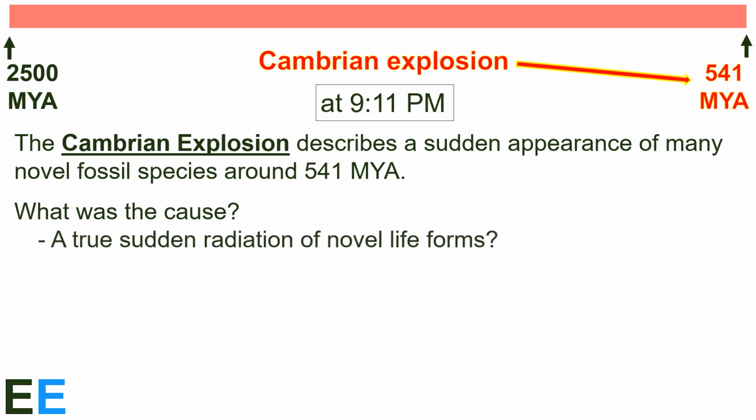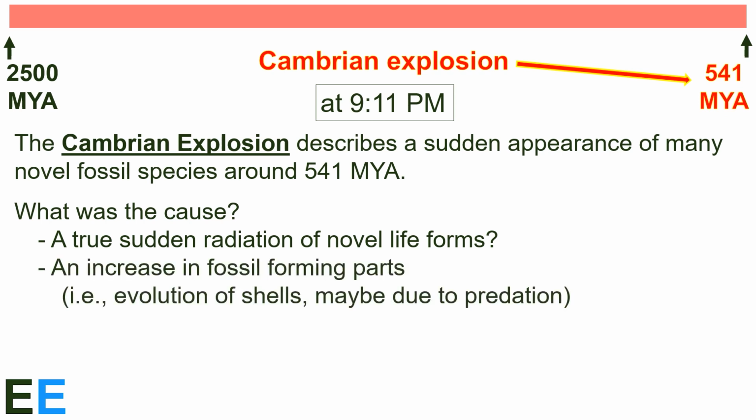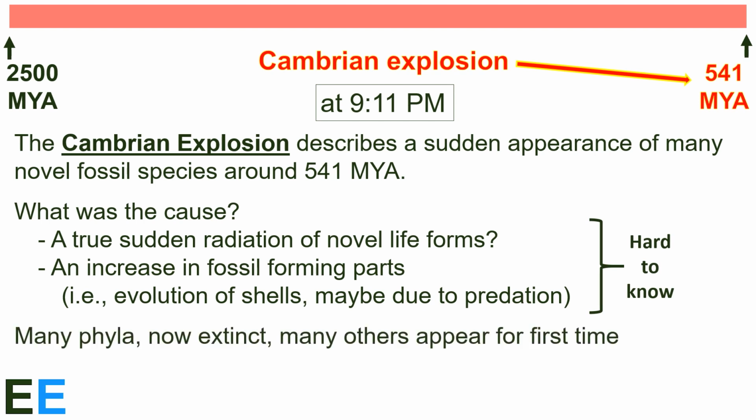Was it a true rapid radiation of novel life forms? Did conditions change somehow to allow the sudden evolution of lots of new types of organisms? Or maybe there was just an increase in fossil-forming parts. For example, the evolution of shells may be due to predation. Hard to know. Whatever it was, and maybe it was a bit of both, we see a sudden increase in the types of organisms in the fossil record.